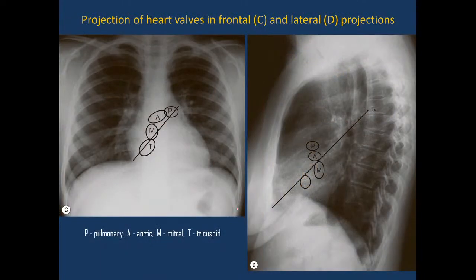This is a projection of the heart valves in frontal and lateral projection, but telling the truth, that is not visible. The valves are not visible without a contrasting method. It is just only a prediction of where they are located.